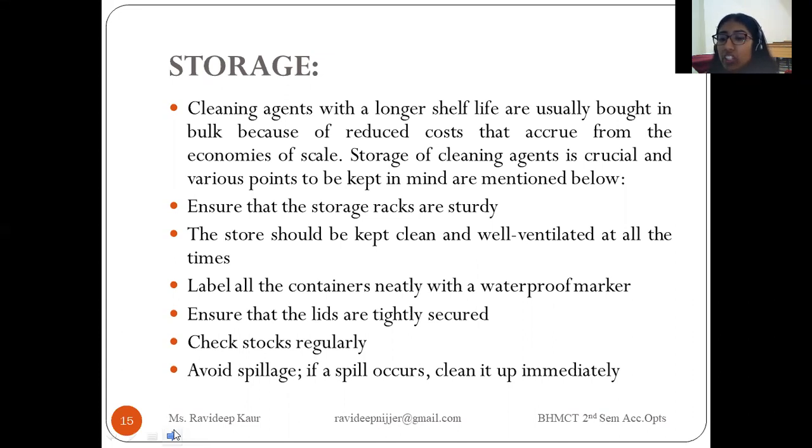Last, avoid spillage. If a spill occurs, clean it up immediately. You should keep in mind that there should not be a spillage of cleaning agent. If that happens, then clean the area immediately, where the cleaning agent is spilled.